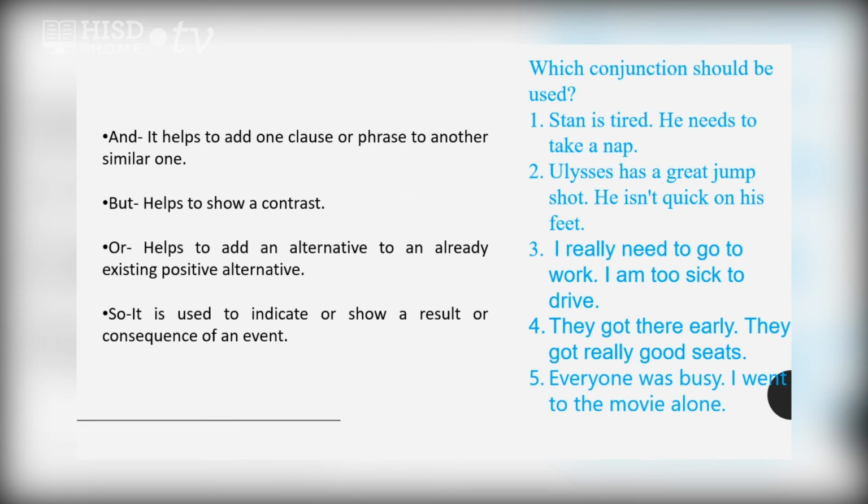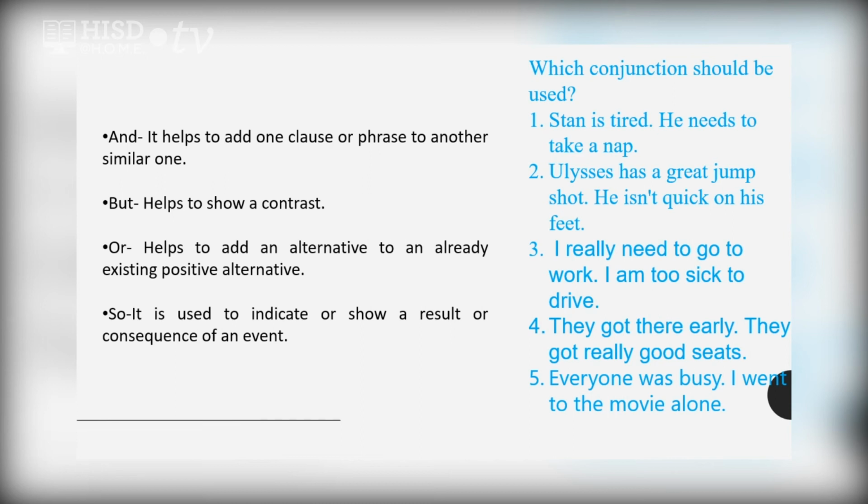We will use and when we're trying to add one clause or phrase to another that is similar to one another. We use the conjunction but to show a contrast, a difference. We will use the conjunction or when we're trying to add an alternative to an already existing positive alternative. And we will use so to indicate or show a result or consequence of an event.